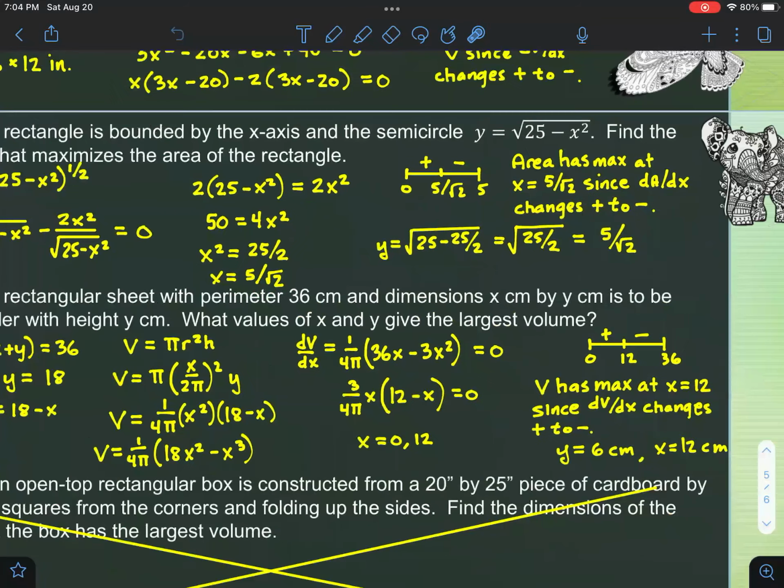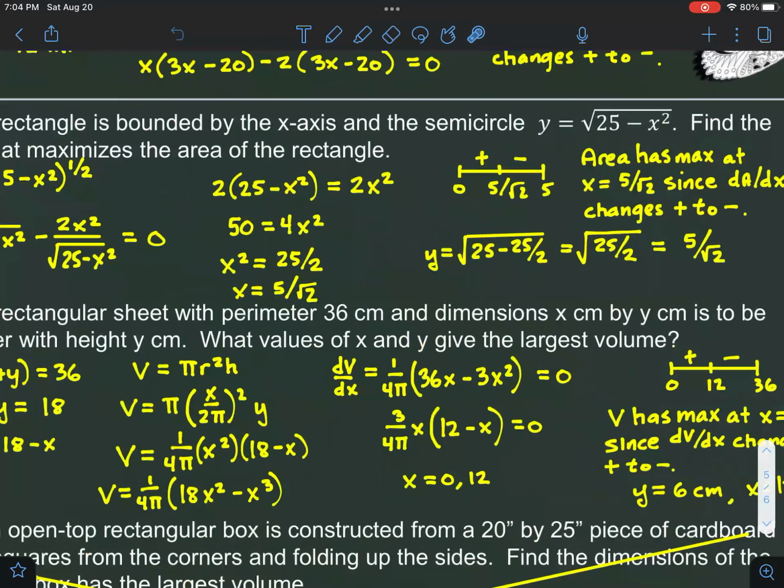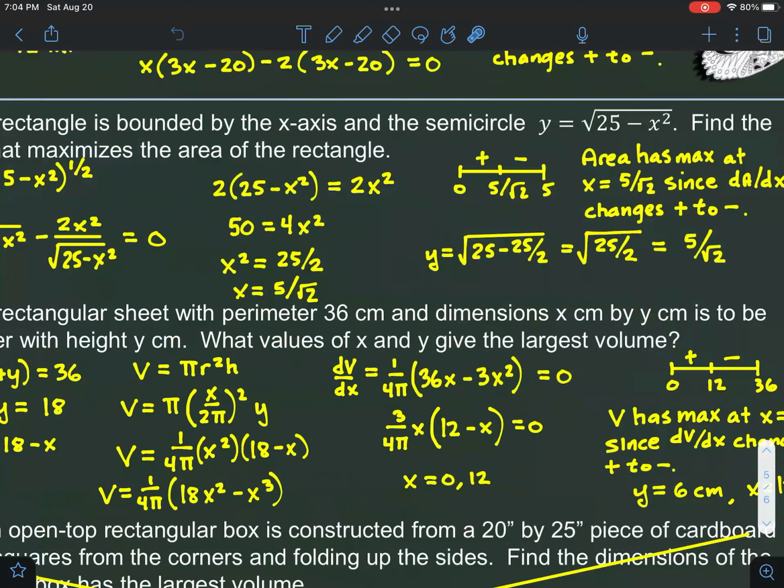And let's see, it does say find the length and width. So after I find my x value here and check it, I need to plug back into the function for y to give myself the height or width or whatever we're calling it for the rectangle. It turns out it's also 5 over root 2.